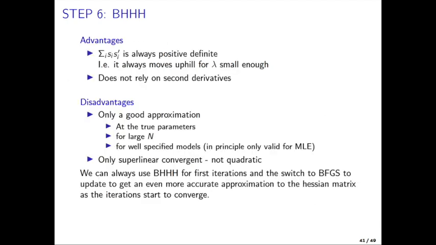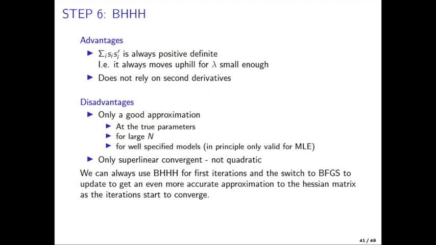So here are some advantages. It's always positive definite, and moves always uphill even for small values of the step size. It does not rely on second order derivatives. It has a disadvantage that it's only a good approximation of the true Hessian asymptotically for well-specified models at the true parameters. But reality is, for most maximum likelihood models, in the area where the parameters are, it's a really, really powerful algorithm. So this is really what I recommend for applied work.